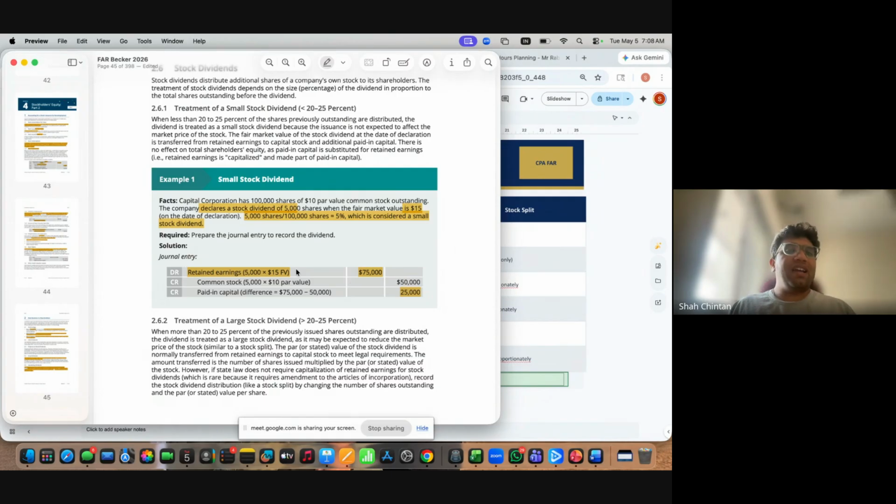Rather than you collecting the cash from the shareholder, you are giving this as a dividend. So rather than debiting the cash, you debit the retained earnings. Rest, common stock at par and EPIC as a plug difference, remains the same. Clear with example number one?